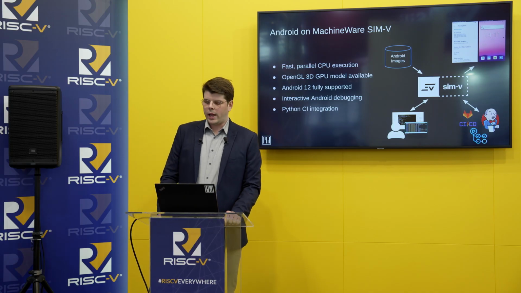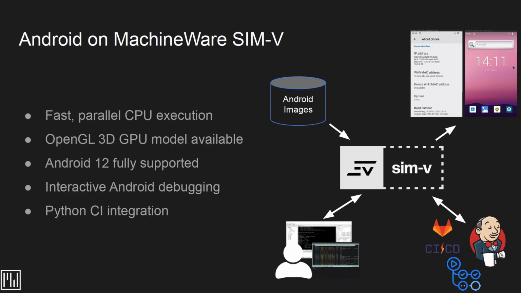So how do you run Android on MachineWare Sim5? Well, Sim5 has fast parallel CPU execution, so we can perform an Android boot rather quickly. And we also have a 3D GPU model available that allows you to get graphical output. So basically, you take your Android images, you push them into Sim5, and you get output. We have right now full support for Android 12, but we are also working to support Android 13, which is the version that is coming out now.